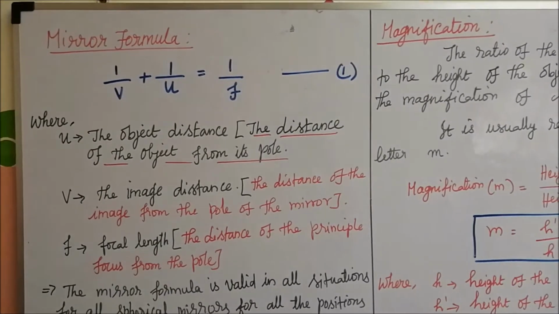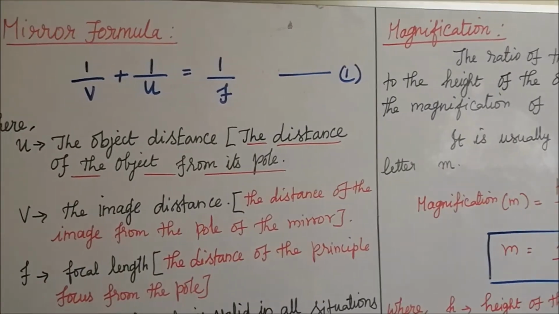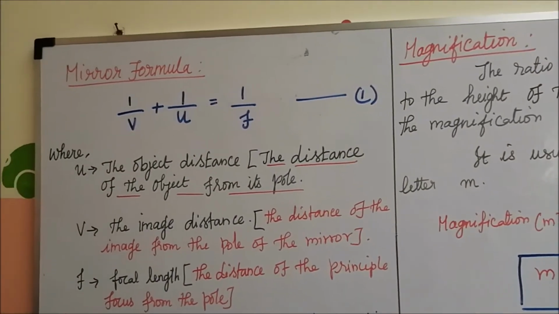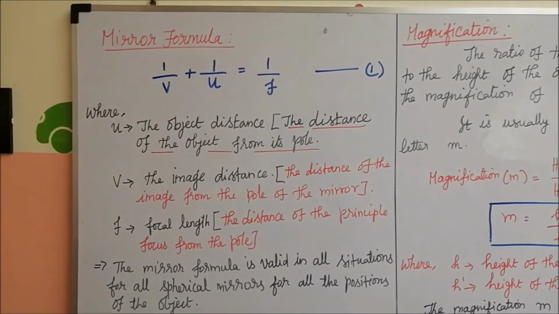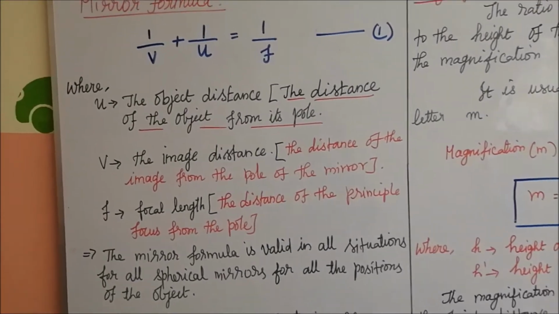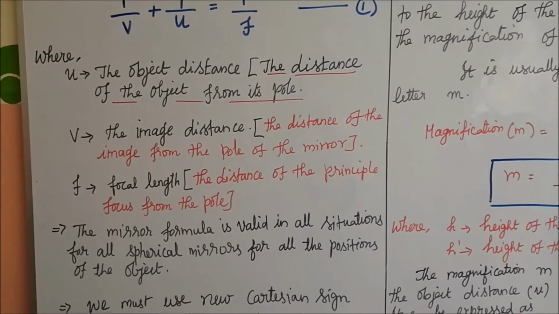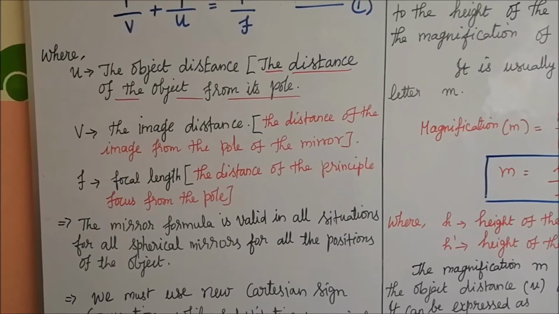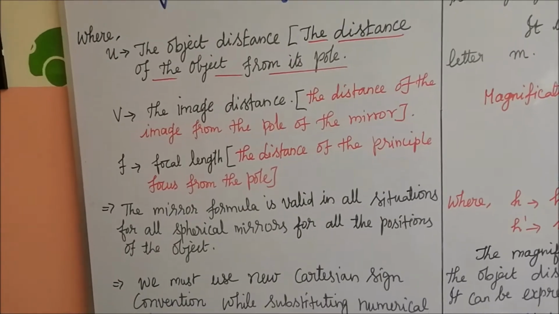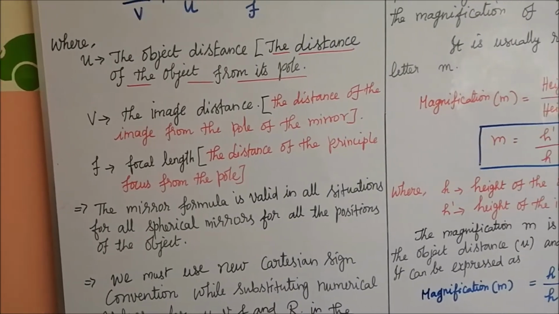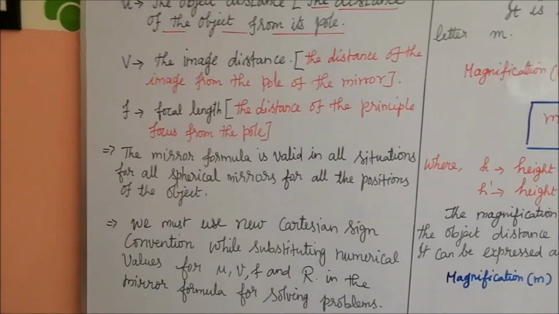Mirror formula, which gives the relation between distance of the image, distance of the object and the focal length. In this formula, U represents the object distance, the distance of the object from its pole, and V represents the image distance, that is the distance of the image from the pole of the mirror. And we know that F is focal length. It is the distance of the principal focus from the pole.